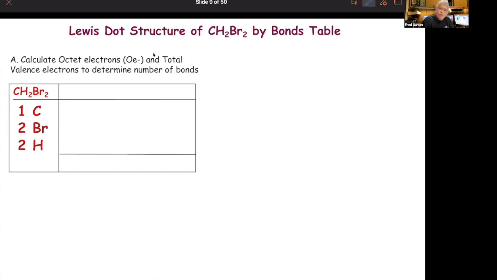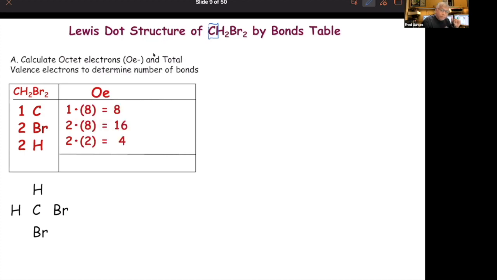Again, CH2Br2: 1 carbon, 2 hydrogens, 2 bromines. Octet electrons, this is the atomic arrangement. Notice that I make my first element the central atom. And generally in a simple chemical, the first element is your central atom, except if it's hydrogen or fluorine. Octet electrons, 8 for carbon, 8 for bromine, but there's 2 bromines, so it's 8 times 2 is 16. And then 2 for hydrogen, 2 times 2 is 4, for a total of 28.